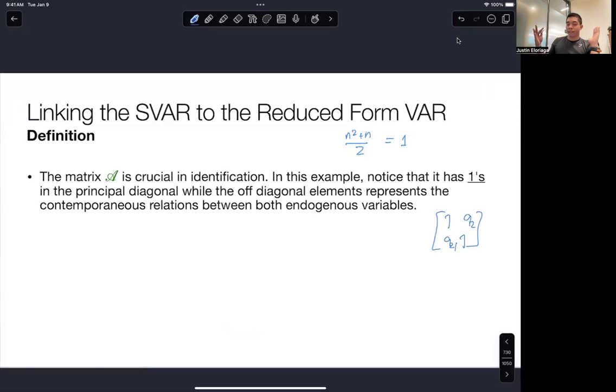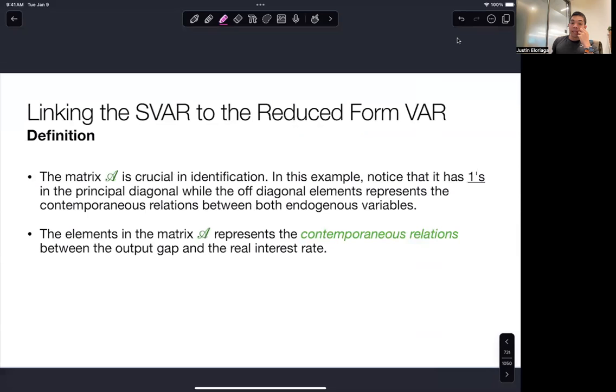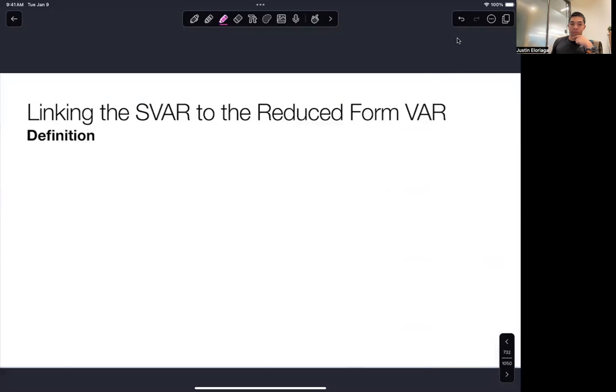The big idea is, we can't really do anything with the 1s, but we can do something with these off-diagonal elements. If we can set them to a particular value, then it's one less thing to solve for, and that's a restriction. Maybe that restriction could be based on some economic theory. The elements in matrix A represent the contemporaneous correlations between the output gap and the real interest rate.